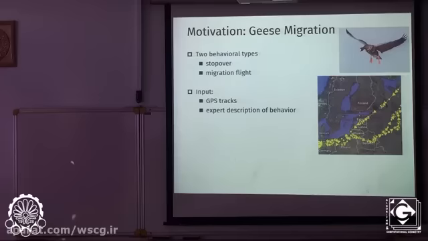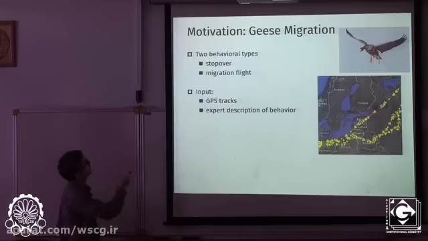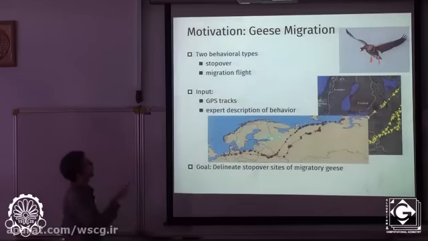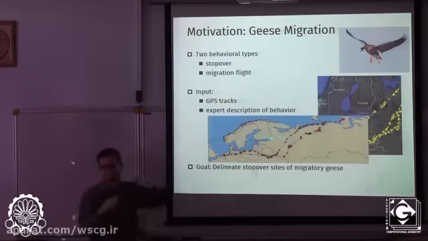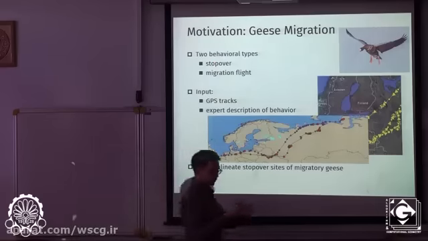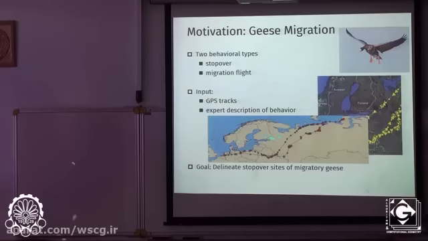So here's once more this motivation of geese, and here there are two behaviors, stopovers and migration flight. And the goal is to find the stopovers. And here with the data, we also had an expert description of the behavior. So we had a description of what a stopover looks like. The description for a stopover was simply that a goose would stay long enough in a certain area, and the area wouldn't be too large, which you can describe in terms of overall area or radius of movement.